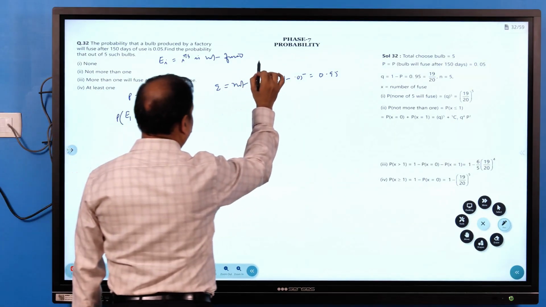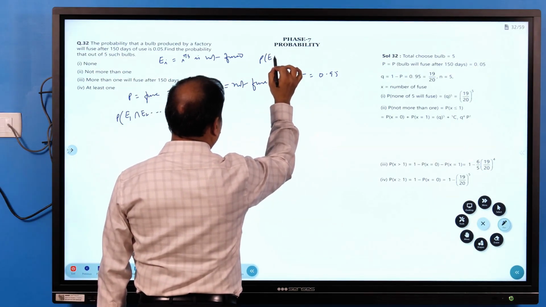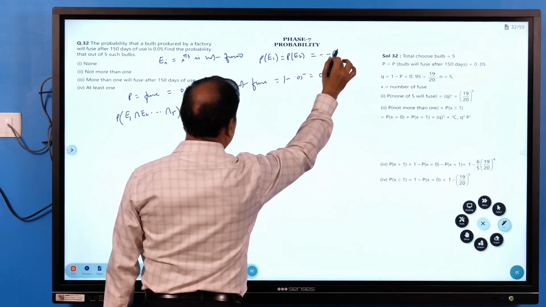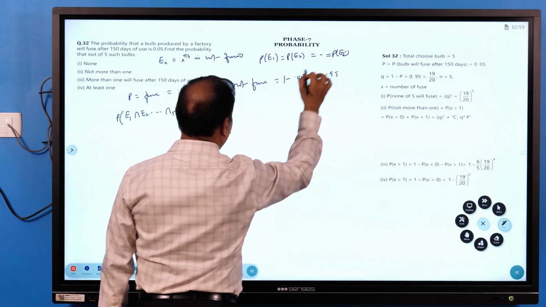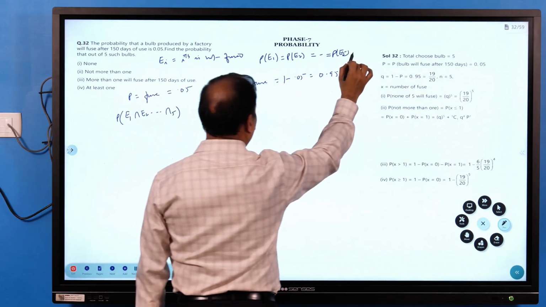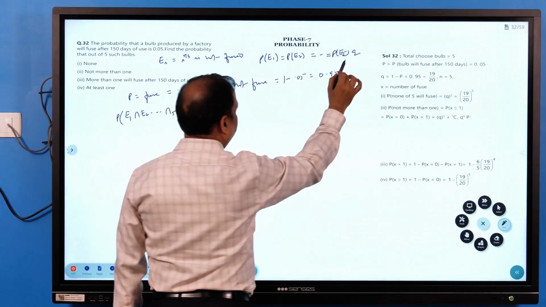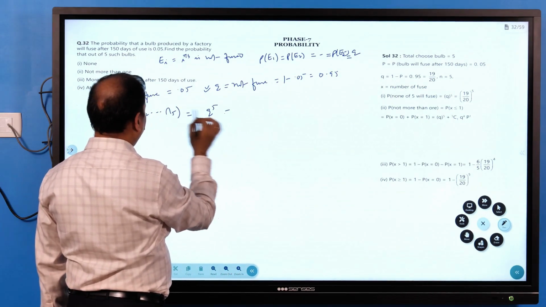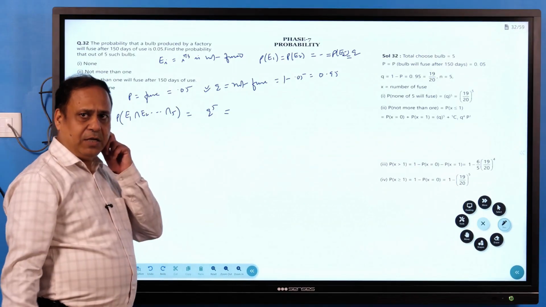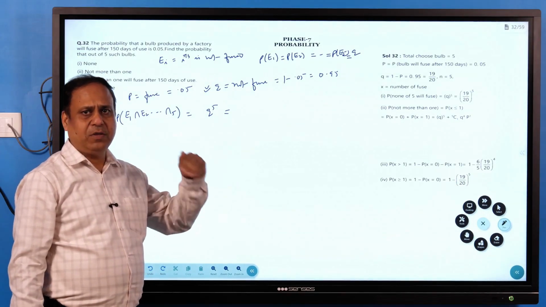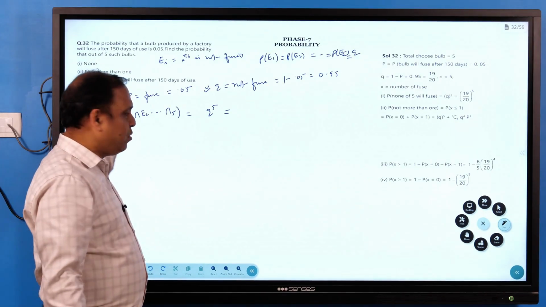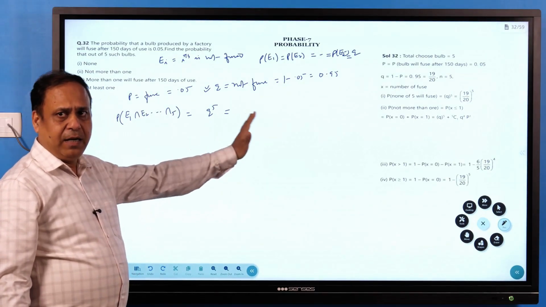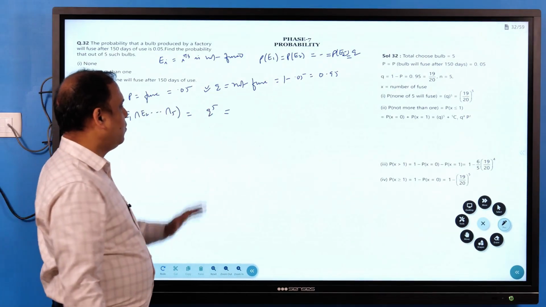And I know that probability of E1 will be the same as probability of E2, same as probability of E5. That means the probability of not fusing is Q, 0.95. They all are equal to Q. So this will be Q raised to power 5, because they are mutually independent. One bulb has nothing to do with the second one. So this will be equal to probability of E1 into probability of E2 into probability of E3 and so on up to 5. So this will be Q raised to power 5.